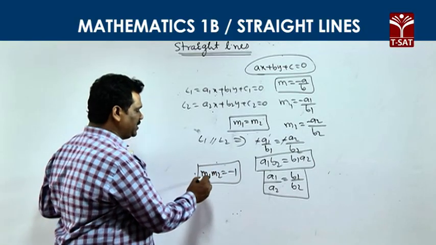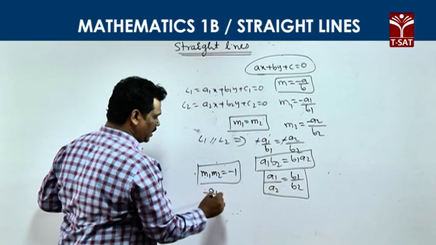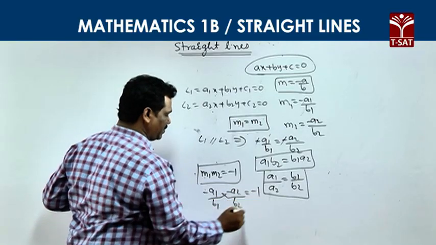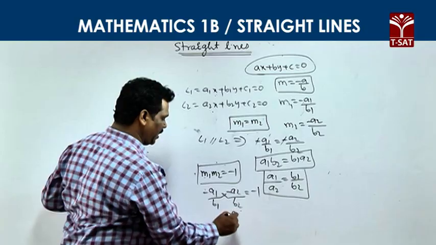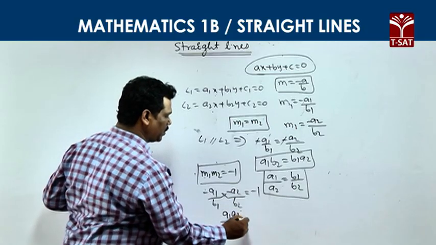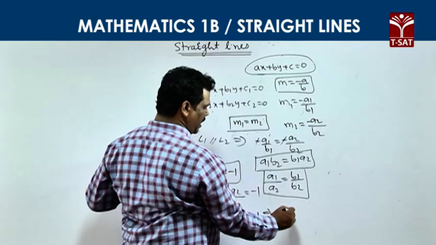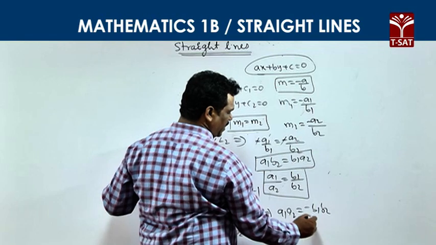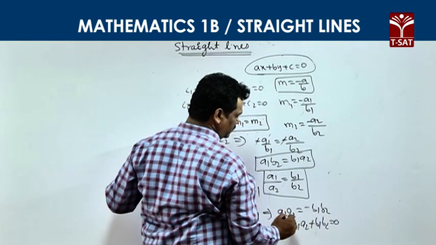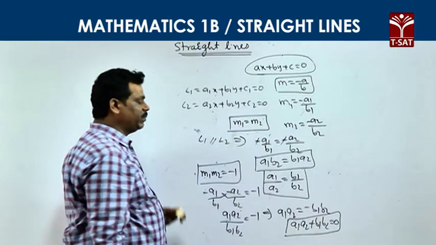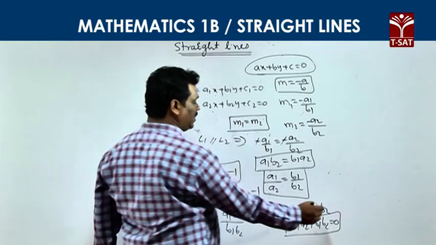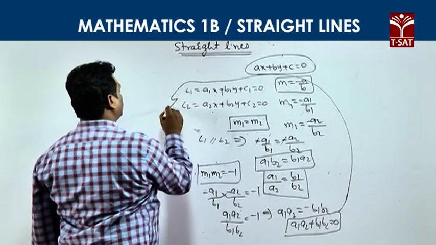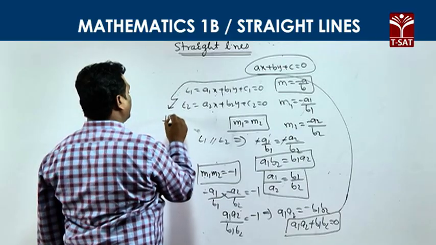So what is m1 here? Slope of this one is minus a1 by b1, into minus a2 by b2, equal to minus 1. Minus and minus is plus, a1 a2 by b1 b2 equal to minus 1. Then a1 a2 equal to minus b1 b2, so it can be written as a1 a2 plus b1 b2 equal to 0. This is the condition for perpendicular lines, when L1 and L2 are perpendicular.